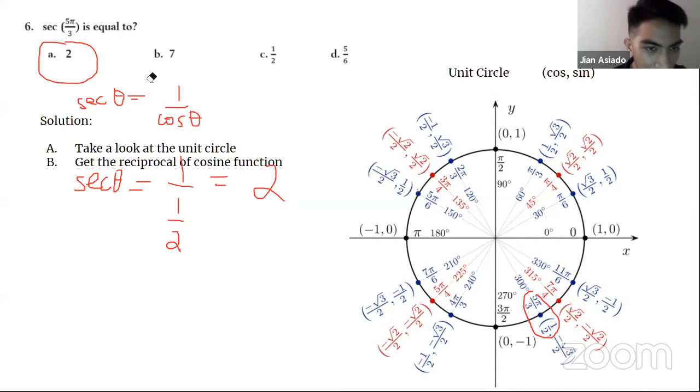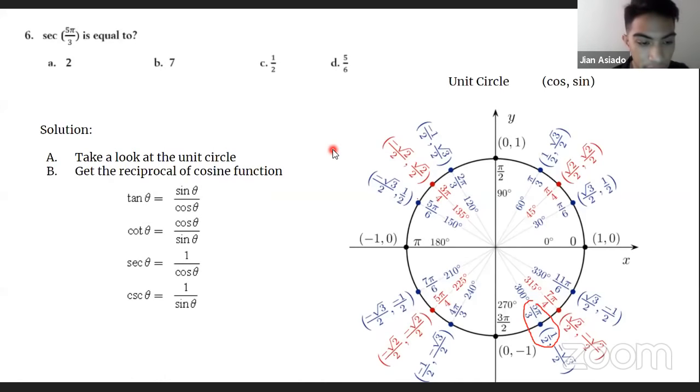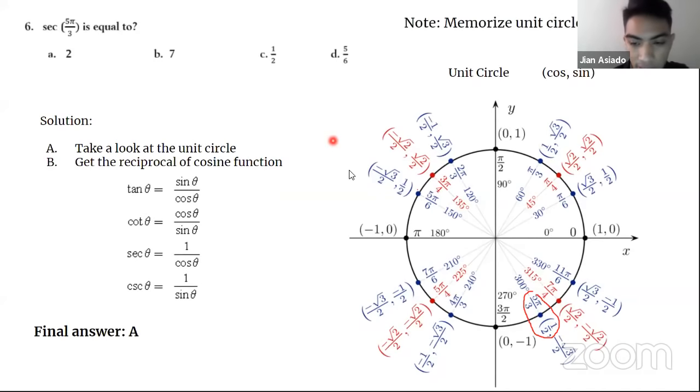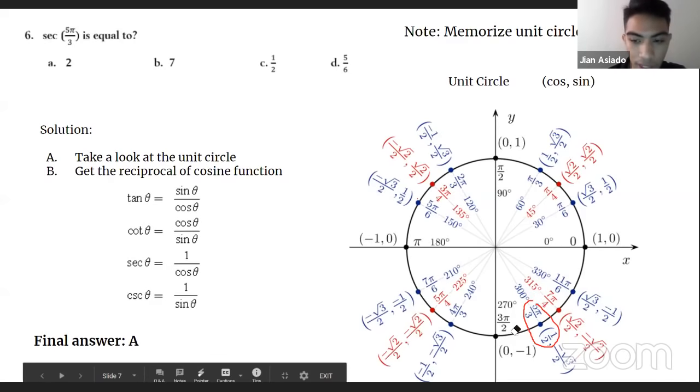It says to take a look at the unit circle and get the reciprocal of the cosine function, and that's just what we did. So letter A. Just a note again, it's good to memorize the unit circle. There are patterns in the angles, so it's easier to remember. The values are the same: 1/2, square root of 2 over 2, square root of 3 over 2, also on the other side. Only the signs sometimes differ.